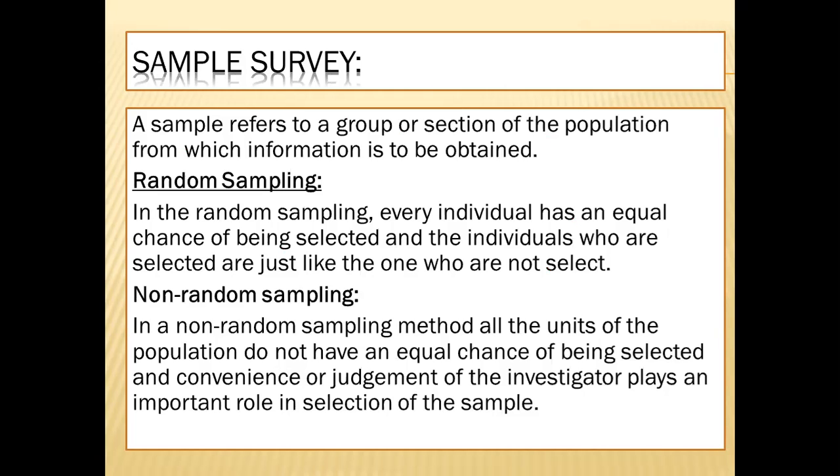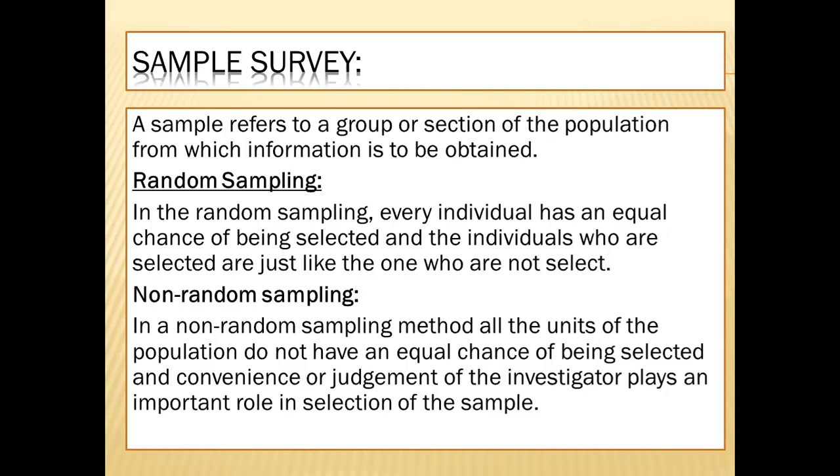So this is the sample survey. Random sampling is here also. In random sampling, every individual has an equal chance of being selected, and individuals who are selected are just like the ones who are not selected. So in random sampling, there is a chance to be selected for every individual.